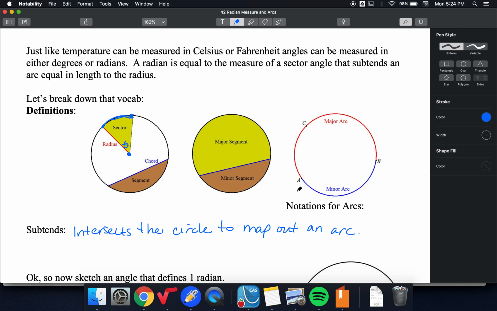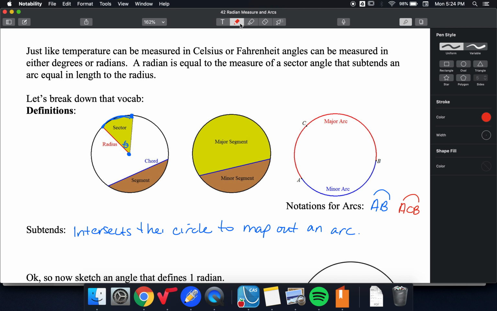So if I was going to give you some notation for the arcs, I would say arc AB looks like this, and that's my minor arc. Major arc, if I wanted to make sure we knew we were talking about this big one, I would say arc ACB, because those are the points that we trace in order.